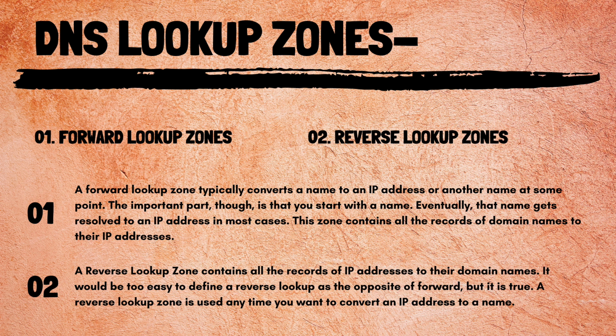And when we talk about reverse lookup zones, it is the opposite of the first one, the forward lookup zone. A reverse lookup zone contains all the records for the IP addresses, and when you query for an IP address, it will then be converted to a domain name. It would be too easy to define a reverse lookup zone as the opposite of forward, but it is true. A reverse lookup zone is used anytime you want to convert an IP address to a name.